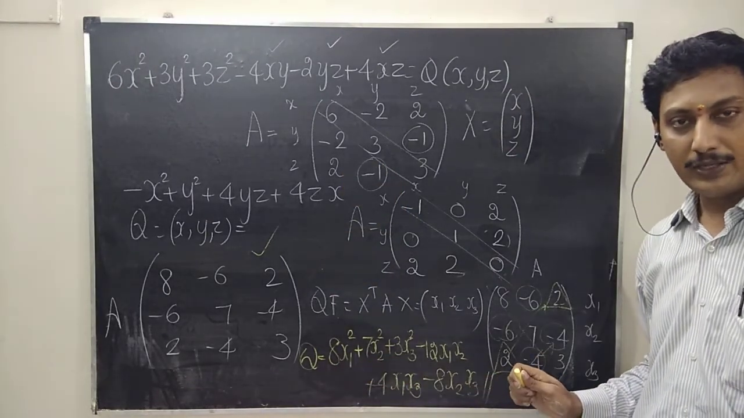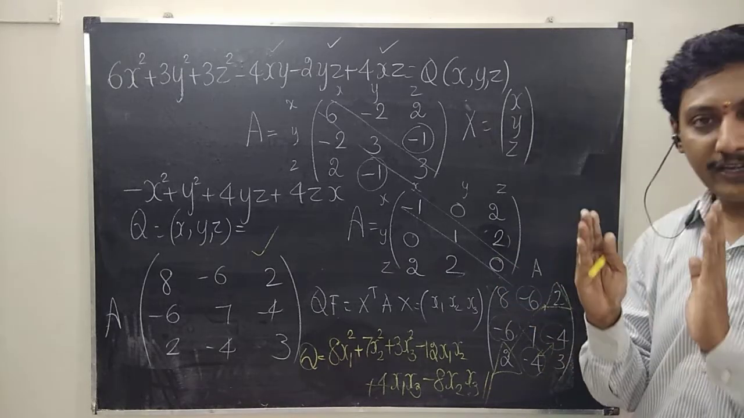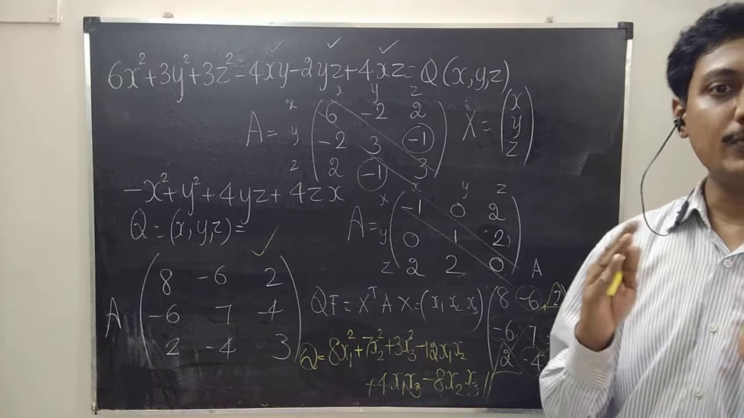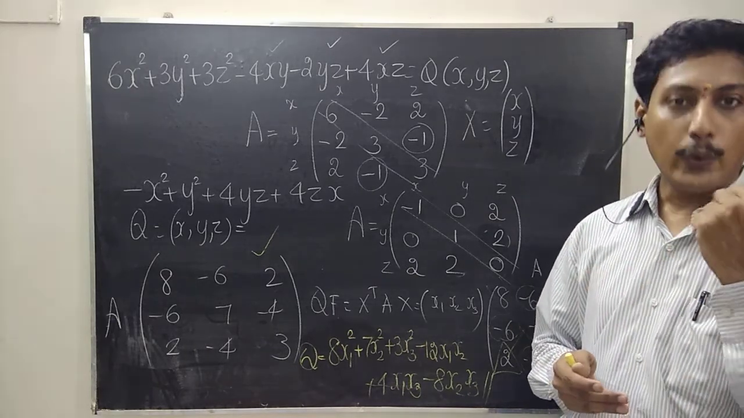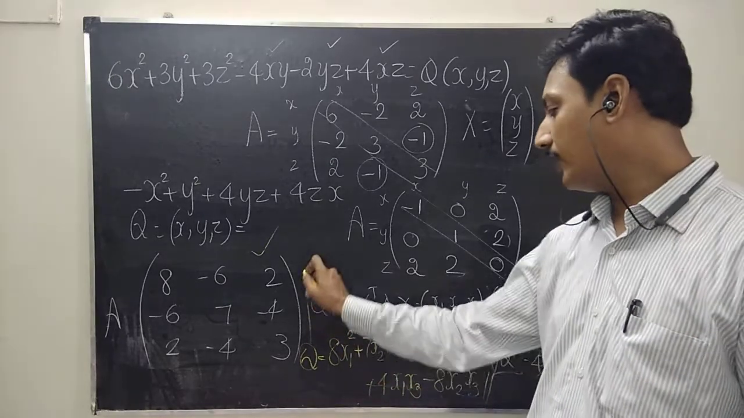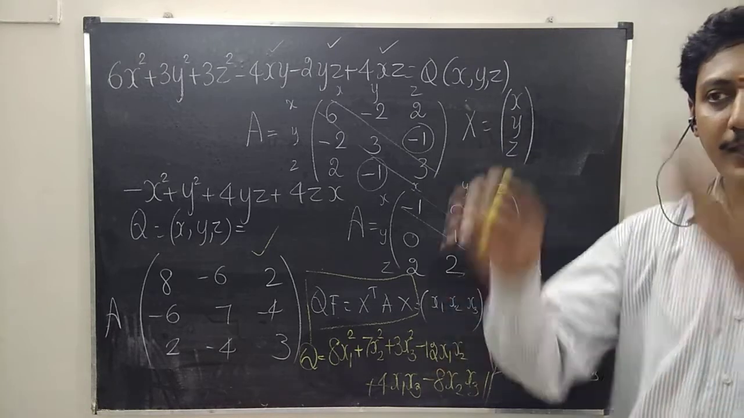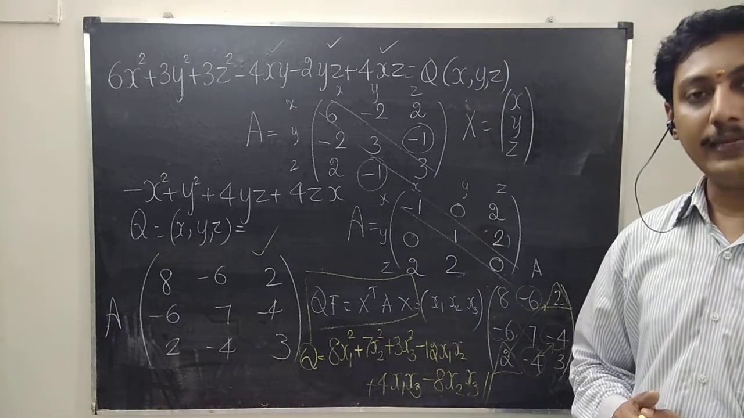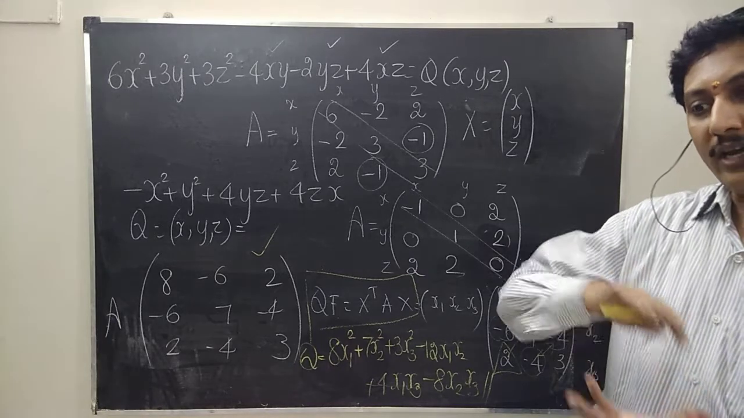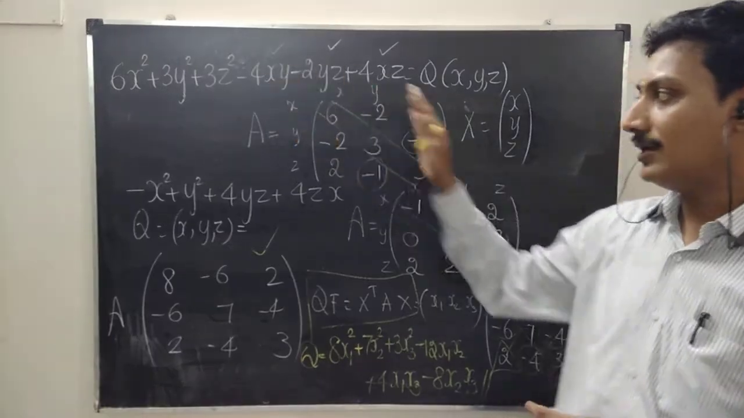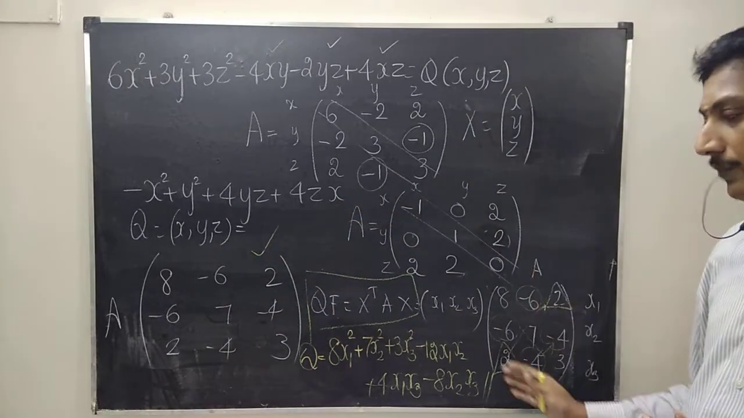Do you understand? I hope everyone understands this concept. What is quadratic form? Any homogeneous polynomial of degree 2 with any number of variables is called the quadratic form. And this quadratic form can be written as x transpose AX. X represents the column variable matrix and A represents the real symmetric matrix. So how to convert from the quadratic form into the real symmetric matrix and from the real symmetric matrix into the quadratic form? That is the case.